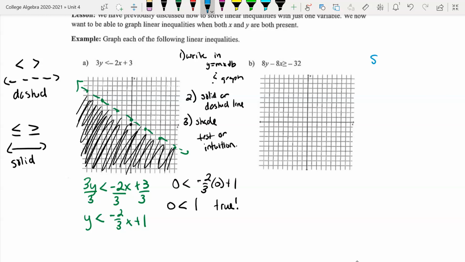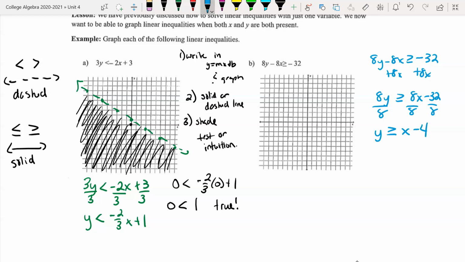All right, next one, if I rewrite it, I need to add 8x. 8y is greater than or equal to 8x minus 32. Divide by 8 on everything. y is greater than or equal to x minus 4. So I'm going to go down to negative 4: 1, 2, 3, 4. I'm going to go up 1, right 1, and plot the rest of my points. This is going to be a solid line.